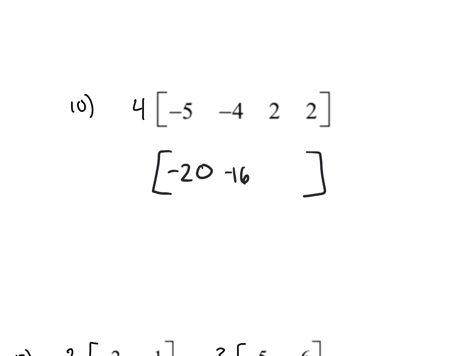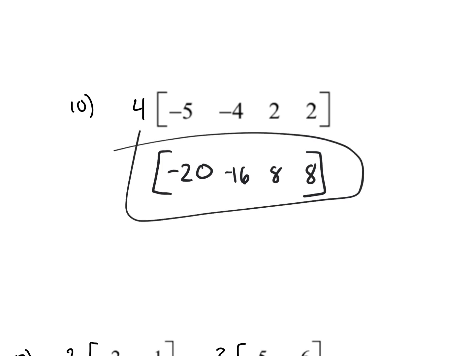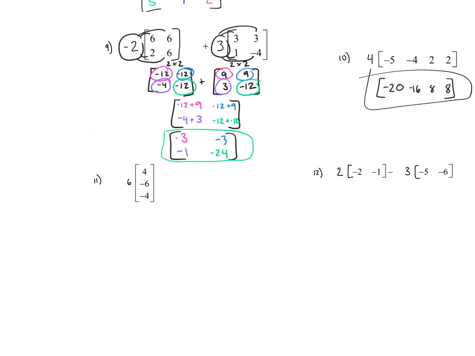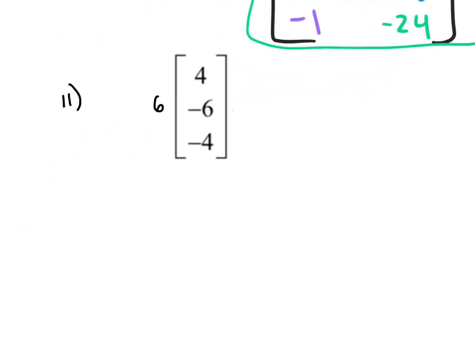What do we do next? Negative 16. I said 12. Gotcha. What's 4 times 2? 8. So that's our answer. Yep. That one, all we're doing is multiplying. Here again, all we're doing is multiplying.